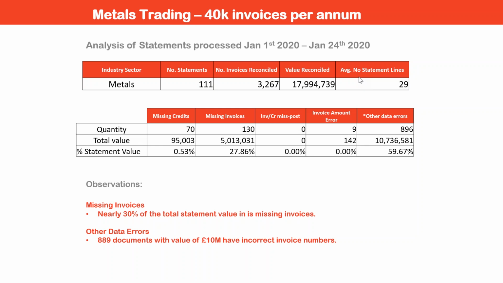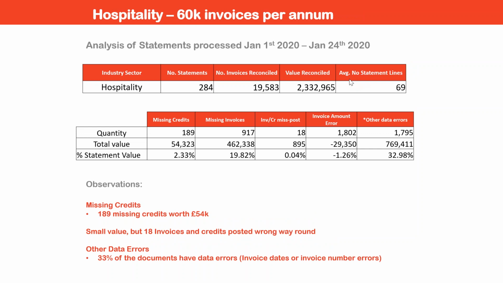So I'm going to talk through the other ones a little bit quicker, but hopefully I've explained clearly what's on these slides. So the next one, this is a hospitality company, and they're processing about 60,000 invoices per annum. Again, you can see I'm analysing the statements between the 1st of Jan and the 24th. So we've got 284 statements, so it's a lot higher volume than the previous one.